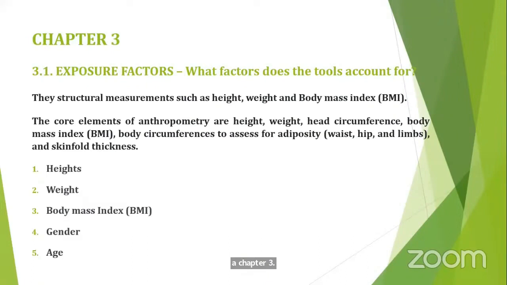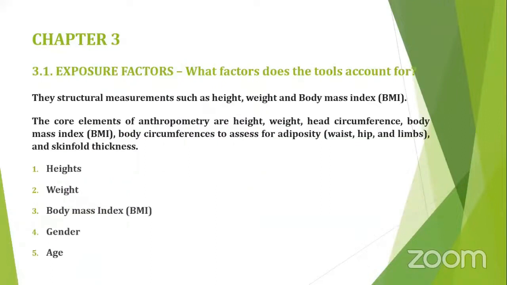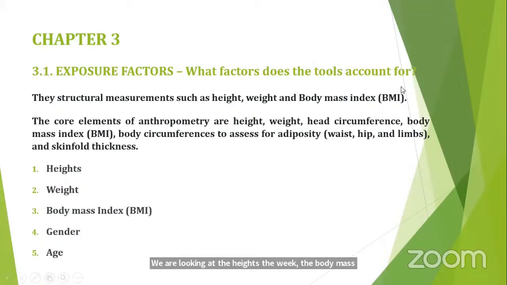So, chapter 3, we're going to be looking at the exposure factors. This actually means what factors exactly we account for. We'll be looking at structural measurements such as the height, the weight, and the body mass index of the human being. These are core elements of anthropometry. Remember, in anthropometry, we're dealing with human beings. In summary, we are looking at the height, the weight, the body mass index, gender, and the age. That's for the exposure factors.